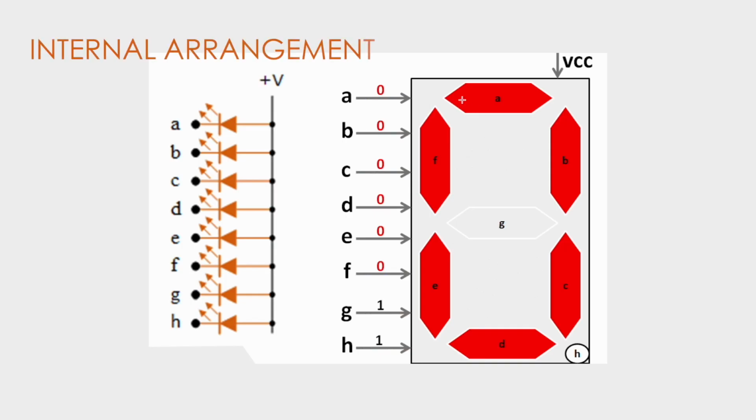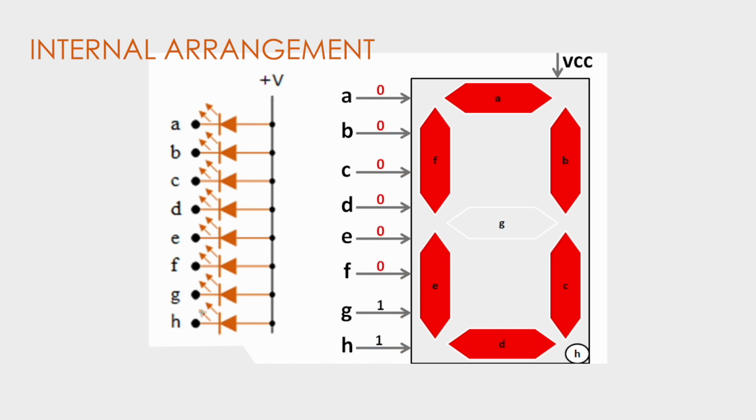Looking at the internal arrangement, we get to see that there are 8 LEDs representing these segments, which are labeled in a universal pattern by the names A, B, C, D, E, F, G and H, representing a decimal point. So the LEDs which are inside will also be labeled accordingly with the respective segment names, A, B, C to H.